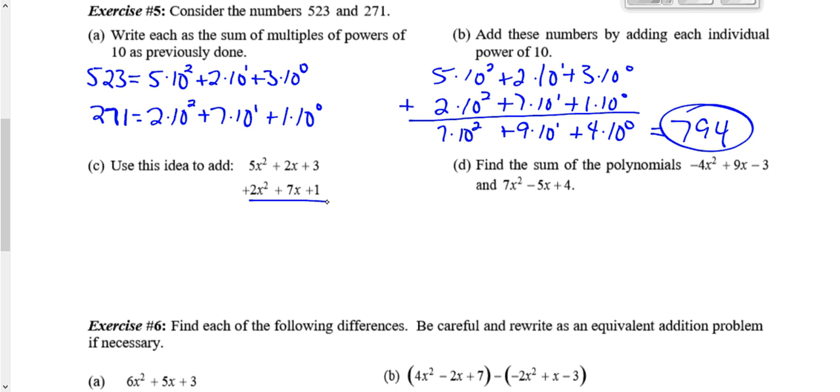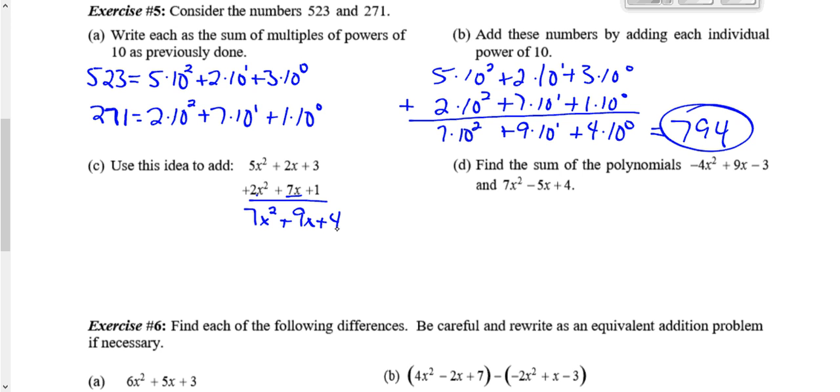Are these like terms? Guys, are x squared and x squared like terms? Yeah. Can I combine 2x squared with 7x? No. Why not? Because it doesn't have the square at the top. They're not like terms. So what do we get here? 7x squared plus 9x plus 4. That's literally the same thing.